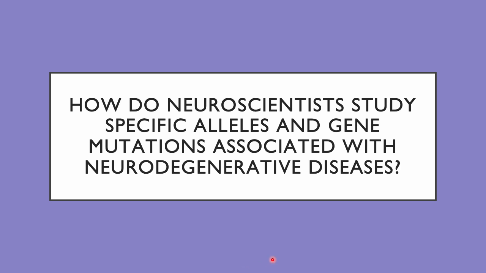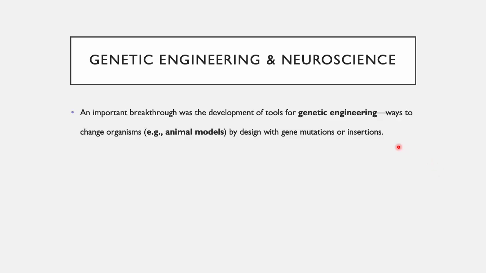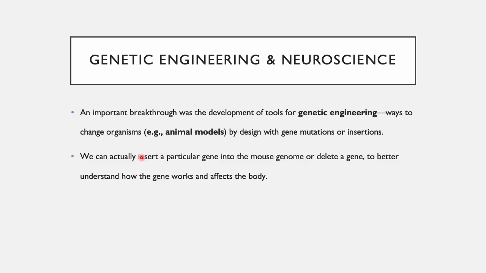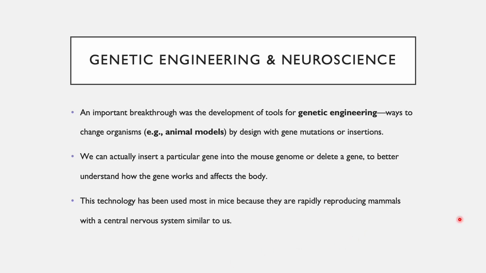So how do neuroscientists study specific alleles and gene mutations associated with neurodegenerative diseases? An important breakthrough for studying disease was genetic engineering. This is a huge breakthrough for the field of neuroscience and psychology because we can change organisms by creating animal models. An animal model can have a gene inserted into its genome so we can study disease progression and potential therapies for it. So we can actually insert a particular gene from humans into the mouse genome, or we can even delete or knock out a gene to better understand how that one particular gene works and affects the body. This technology is used primarily in mice because they reproduce rapidly and they have a very similar central nervous system to us. That's why they're called a model organism.